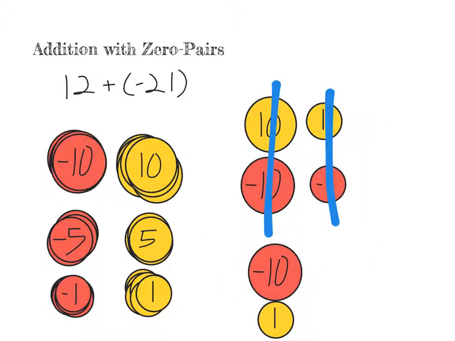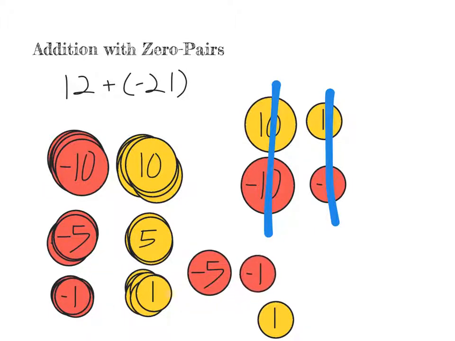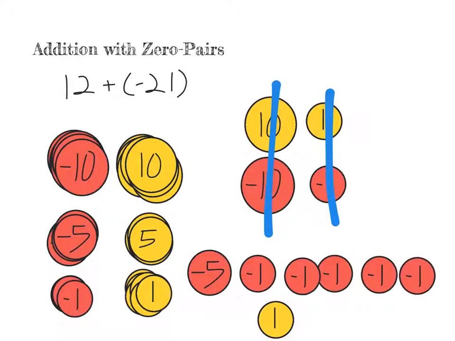Well, I can't cancel them out because they're different denominations. Negative 10 and 1 are not equal. So I'm going to have to break this negative 10 up into some other counters. So I can take this negative 10 away, bring over a negative 5, and 5 negative 1s, because negative 5 and 5 negative 1s is the same as negative 10. And then I can cancel out my zero pair, which is right here, and then I count what I have left. I have negative 5, negative 6, negative 7, negative 8, negative 9. So my answer to 12 plus negative 21 is negative 9.